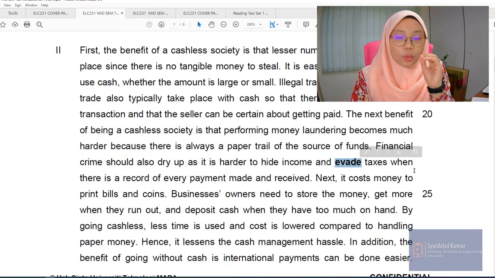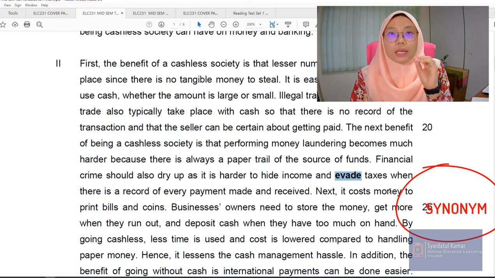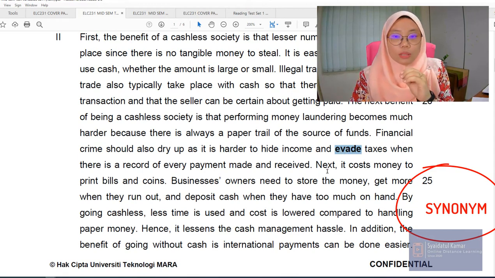So the question asks you to give a synonym, a synonym that contains the same meaning as this word, but the synonym must contain the same meaning as it is used in this context.